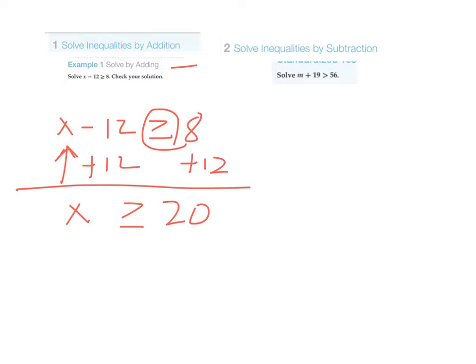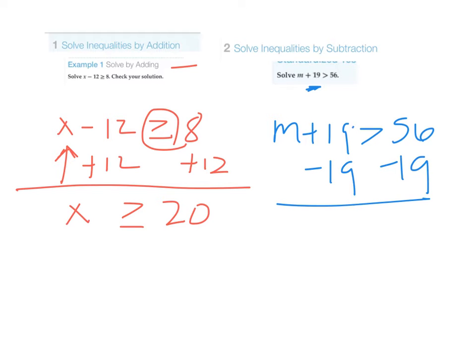If we want to subtract, the reason why we're subtracting is because what's being done to the letter is being added. So m plus 19 greater than 56, I'm going to subtract the 19. It cancels this, gives me my variable, and when I subtract, I get my answer, or carry that, 37, so it's a positive 37.